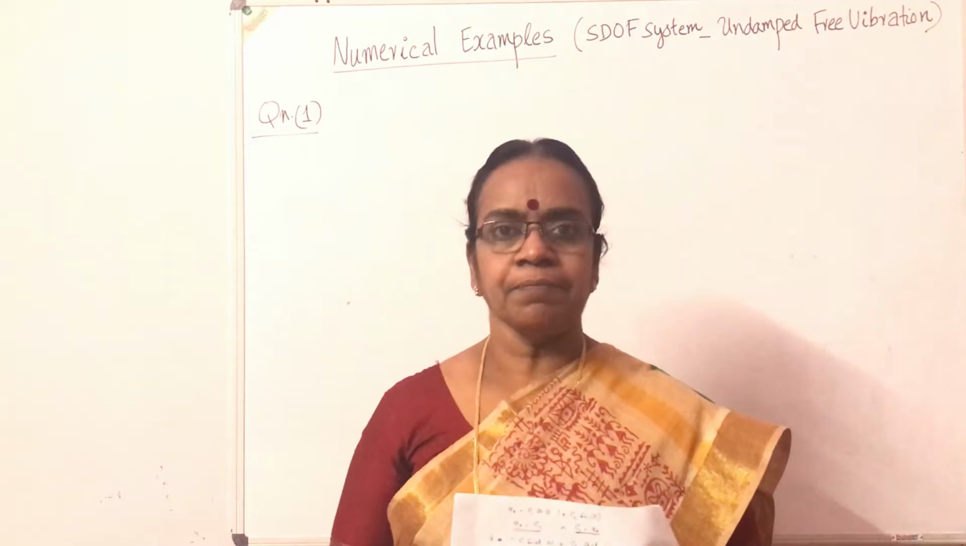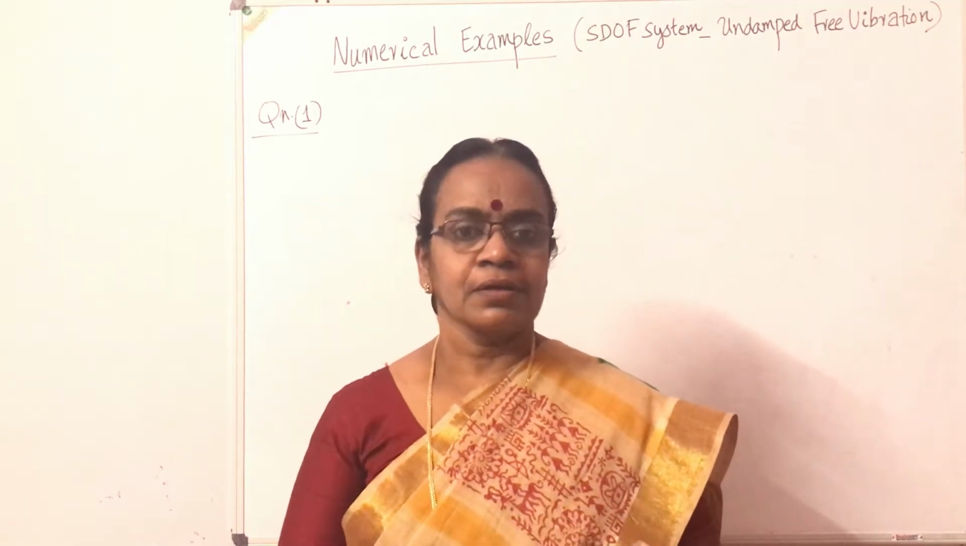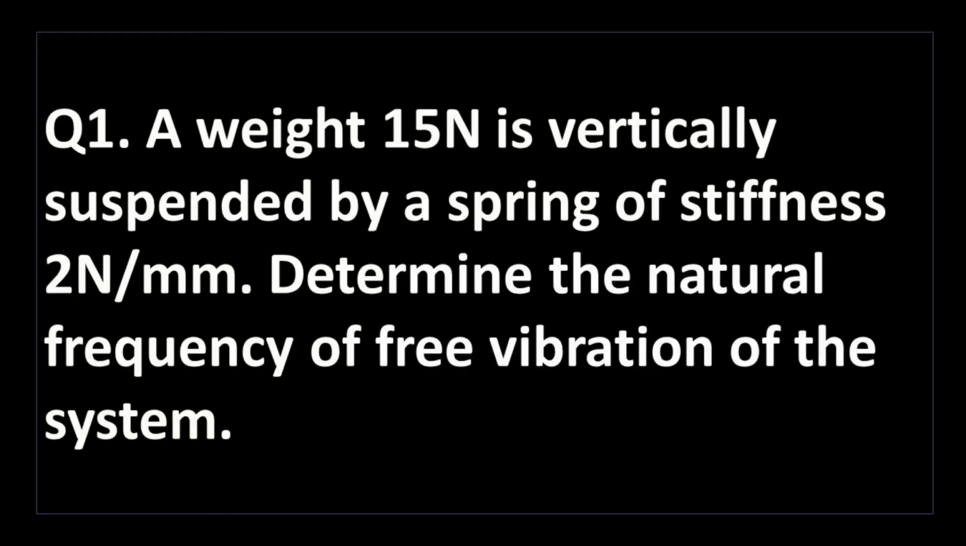The first question: a weight 15 Newton is vertically suspended by a spring of stiffness 2 Newton per millimeter. Determine the natural frequency of free vibration of the system. This is normally a part A question. So let us see what are the given data.